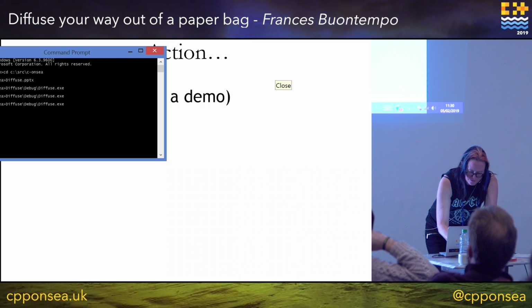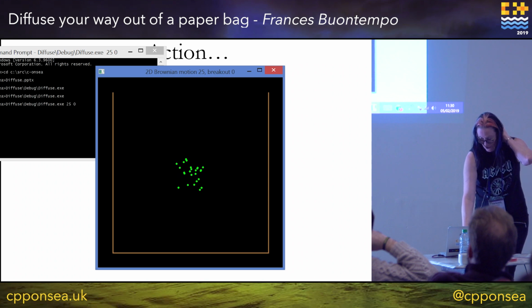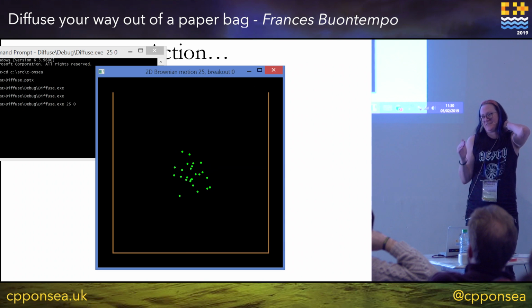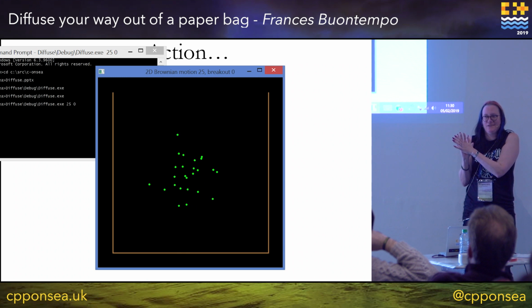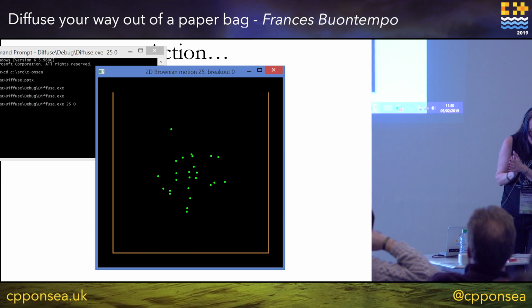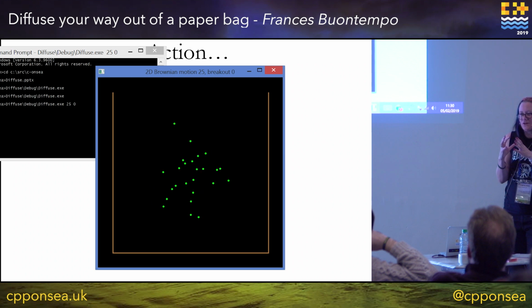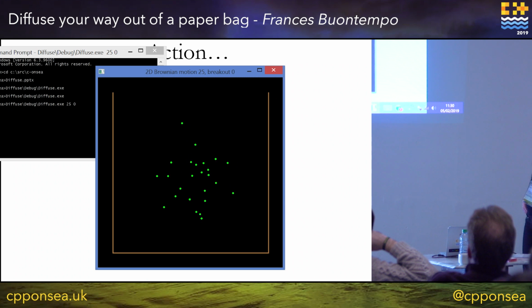So have, say, 25 particles again, and say no, do not go through the sides. So all very similar. I just do some edge detection. If I'm going to go through the edge of the paper bag, it doesn't get to move that time. And that had the catastrophic effect of meaning that sometimes they didn't move in a time step. And this one takes even longer for them to get out of the paper bag.